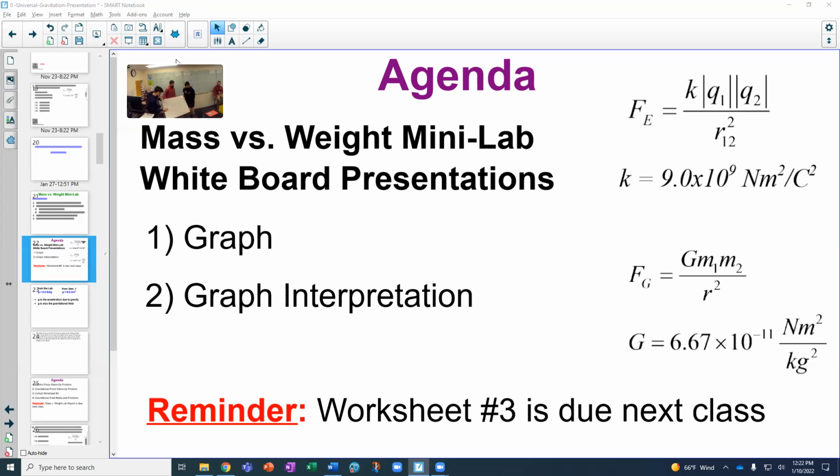So our graph is linear, and it was weight versus mass, and weight equals 9.726 meters per second squared, or newtons per kilogram. And then the area under the curve is kilograms times newtons, which we didn't think there was an interpretation for.